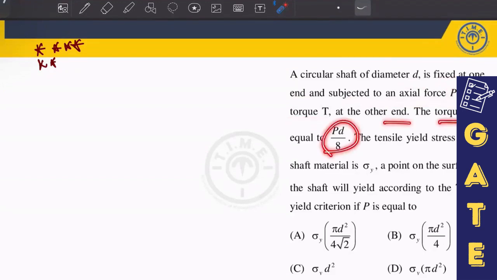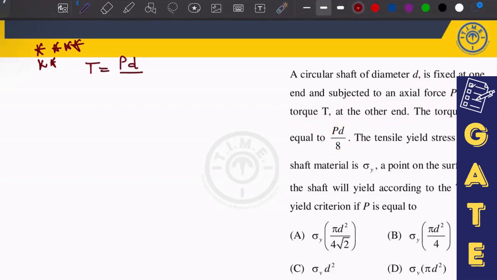The torque T is given as PD by 8. The tensile yield strength is given as sigma y. According to the Tresca yield criteria, you have to calculate the value of P, the applied load. How will you solve this problem?